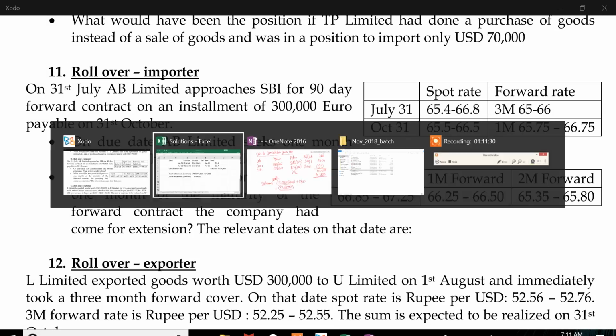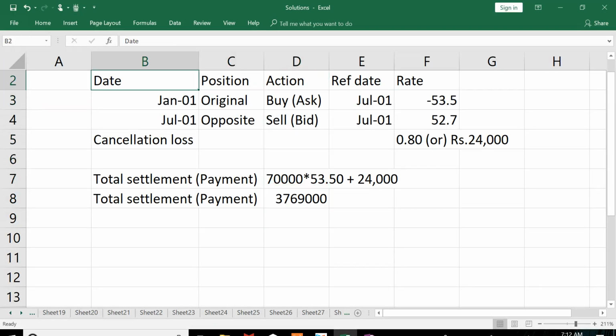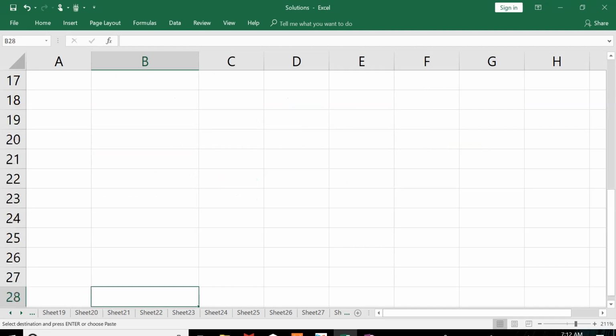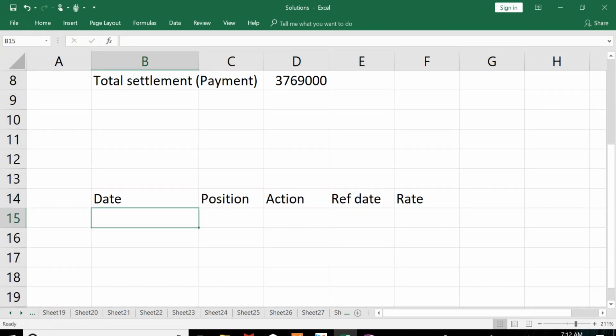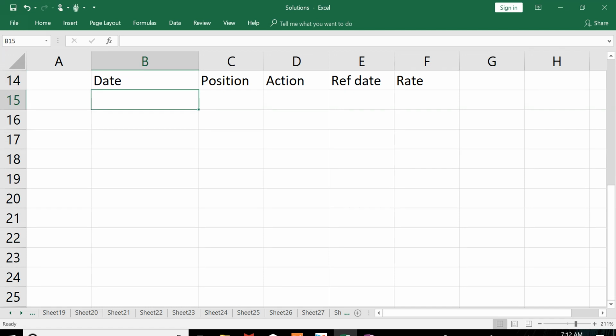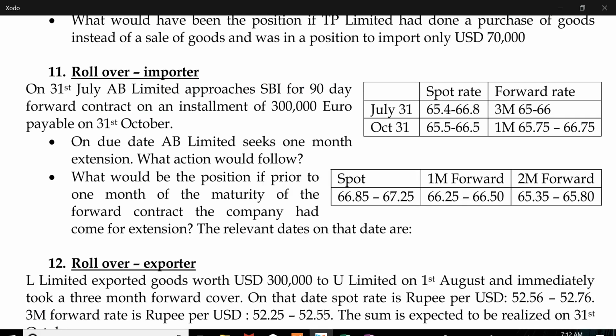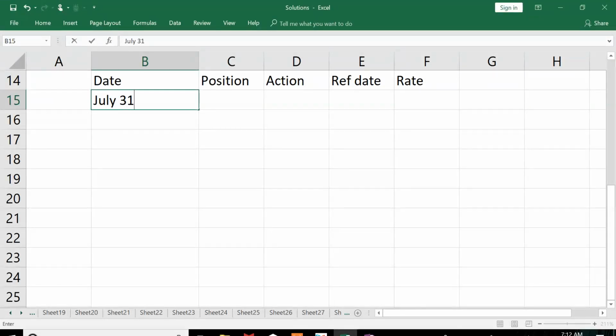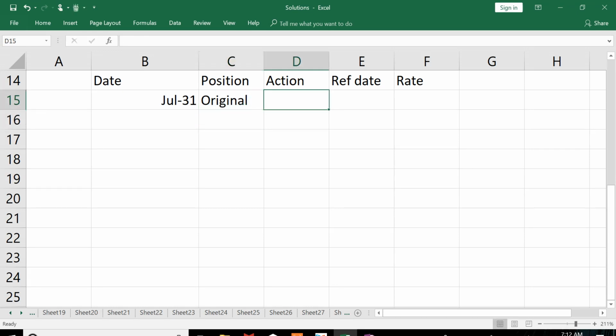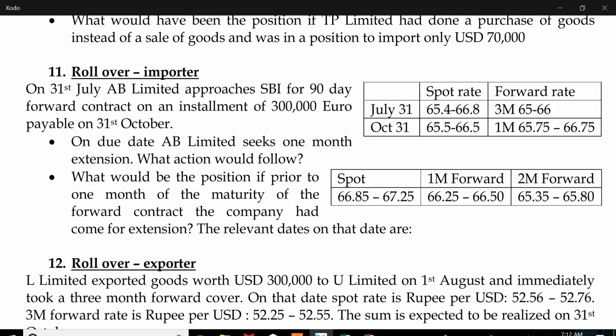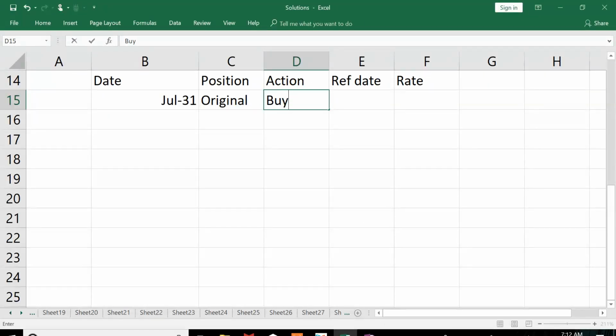So let's start. Create the format: date, position, action, reference date and rate. Let's start with which day the contract is entered. July 31. It's just filling this format. It's extremely simple if you're clear on what to look at. July 31. What is the position? Original. Action. Did we want to buy or sell? Buy. Buy in bracket, what rate? Ask rate.